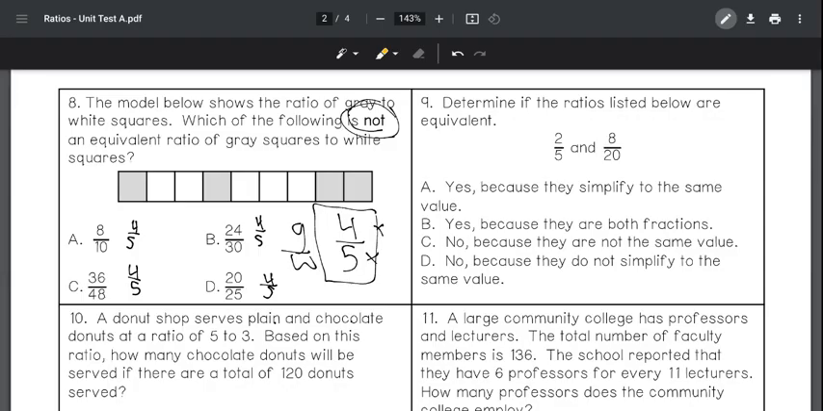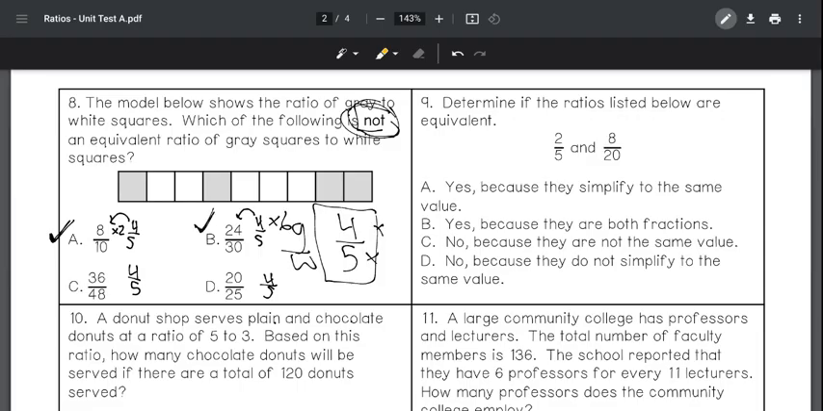So A, how do I go from 4 to 8? You have to multiply by 2. Is 5 times 2 10? Yes. So they match, which makes it an equivalent ratio. That's not what we're looking for. We're looking for the bad one. B, how do I go from 4 to 24? You multiply by 6. Whenever you do the top, you have to do the bottom. 5 times 6 is 30, so B is also a good answer.